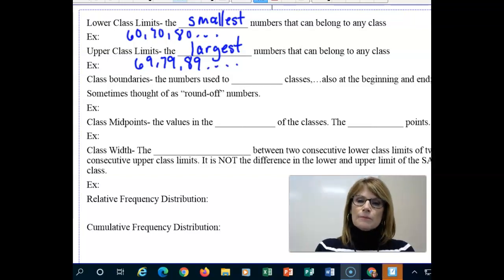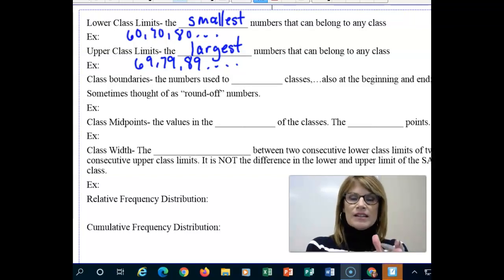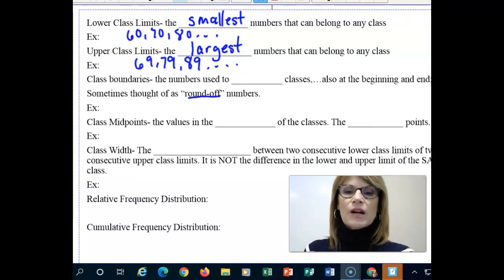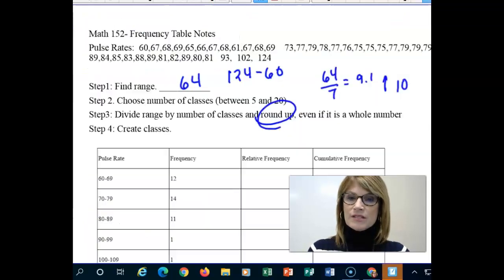Now, if we were graphing that, it's hard to graph 60 to 69 and then start right at 70 and go 70 to 79. So we need some other tools that we can use for graphing if we're going to make a histogram, a bar chart with this. So we can use a couple different things. We can use boundaries. Boundaries are like what I call round-off numbers. They're used to separate your classes.